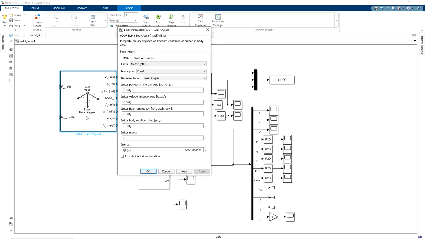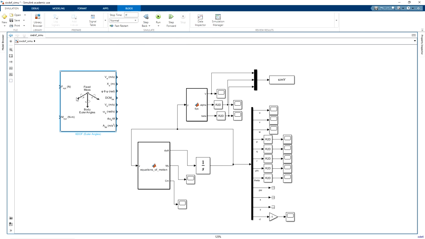Now when we double click this, what we get over here is that the units are in metric, and mass is actually fixed, we are not changing the mass. It needs input as xe, ye and ze. Similarly, initial velocity in body axis u0, 0, 0. Similarly, orientation angles phi, theta and psi, initial body rotations p q r, and initial mass.